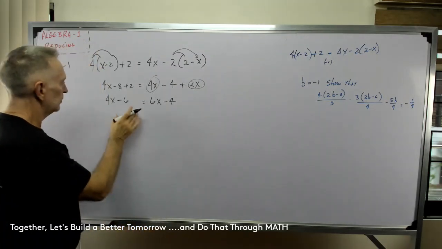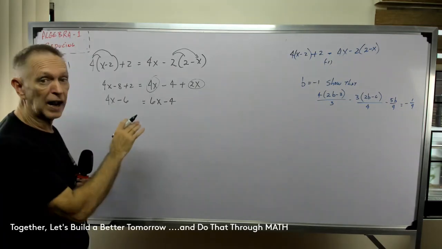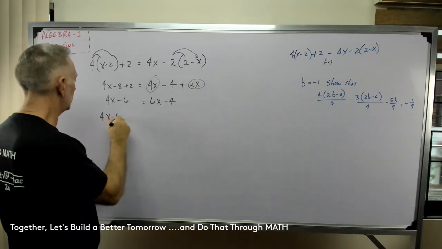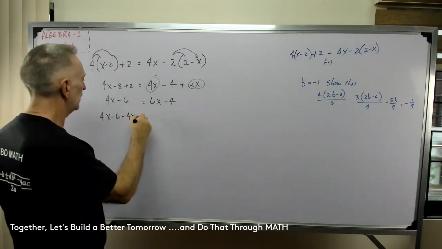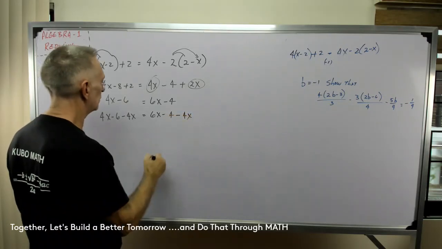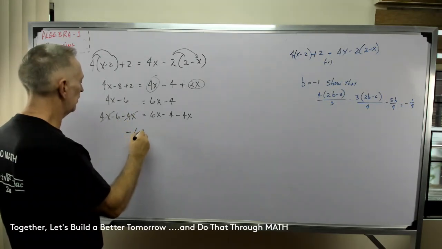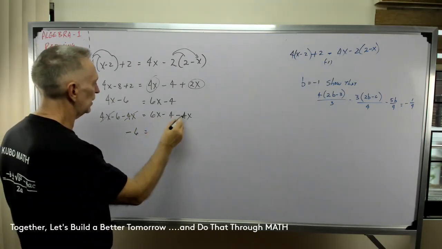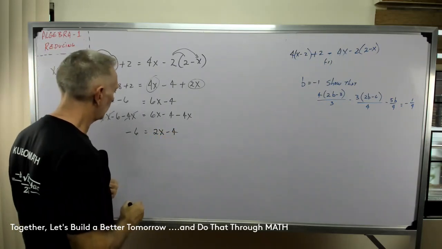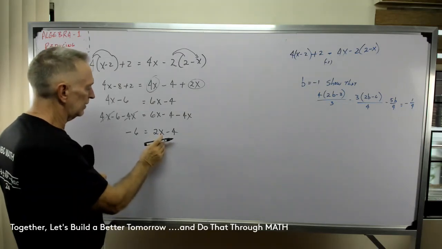Now then, since I have more x's here than I have there, I'm going to subtract 4x from both sides. So 4x minus 6 minus 4x equals 6x minus 4 minus 4x. Okay, 4x minus 4x, those go away. I'm left with -6. 6x minus 4x is 2x, 2x minus 4. Okay, now let me try to isolate the x.